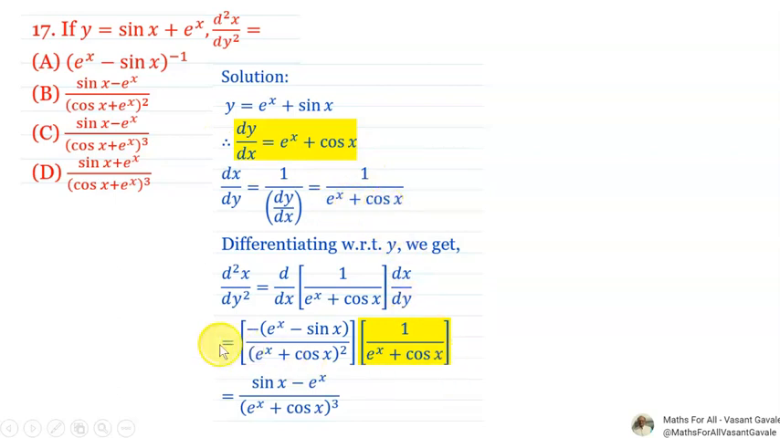Now the next step, operate the minus sign on e raised to x, it becomes minus. This minus and minus will become plus sin of x minus e raised to x upon e raised to x plus cos x bracket square into in bracket e raised to x plus cos x. That will become e raised to x plus cos x bracket raised to 3. And hence, option C is correct here.